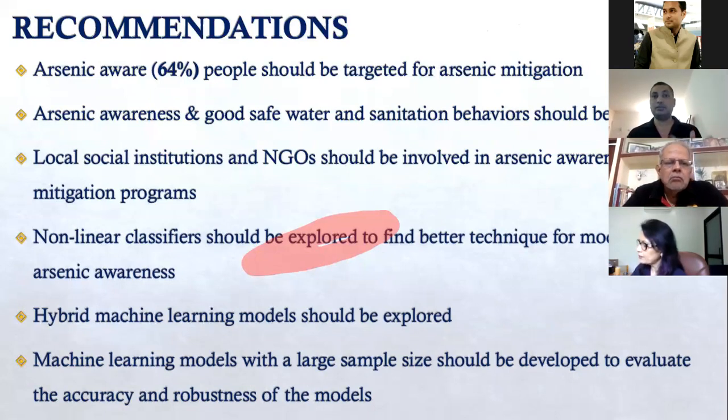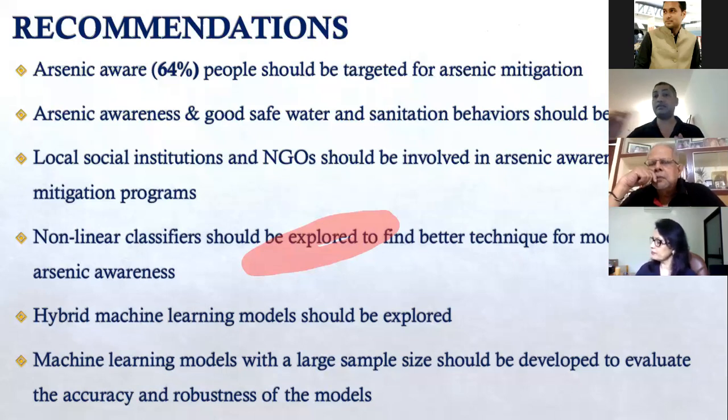I should not say imposed by the government, but any directions, either by doctors or governments or scientists, unless and until we are aware of it and perceive there is a risk, we don't follow. So for arsenic, 64% of people should be targeted for arsenic mitigation because they are more likely to adopt arsenic mitigation technology. Since they are more likely to adopt, there is a high likelihood of sustainability of arsenic mitigation programs.